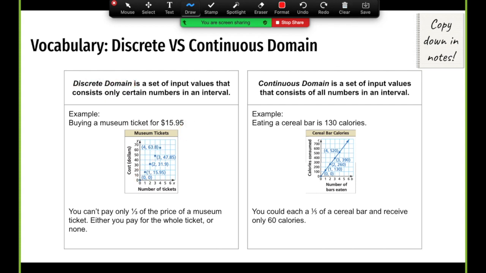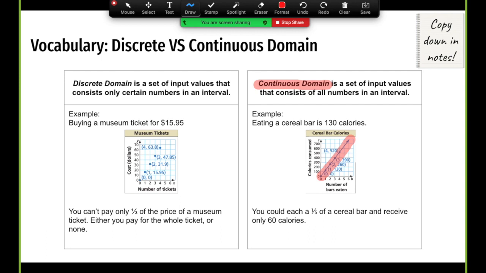The other half is called the continuous domain, and it is a set of input values that consist of all numbers in an interval. Whenever we graph something like a continuous domain, we always see a line, a connection that forms from it. The reason why is because it consists of all numbers.